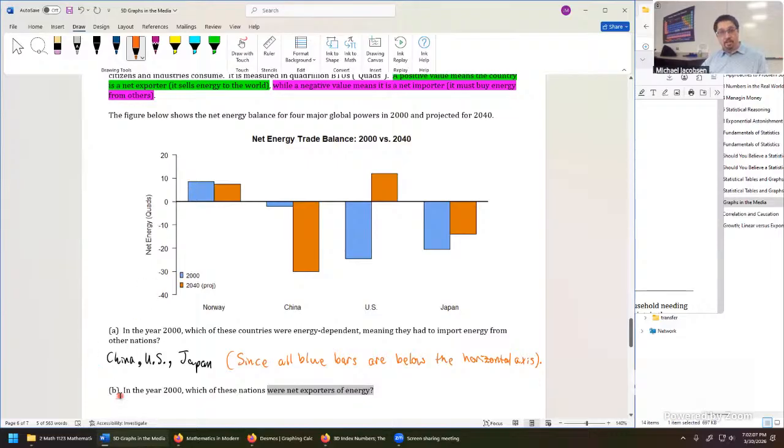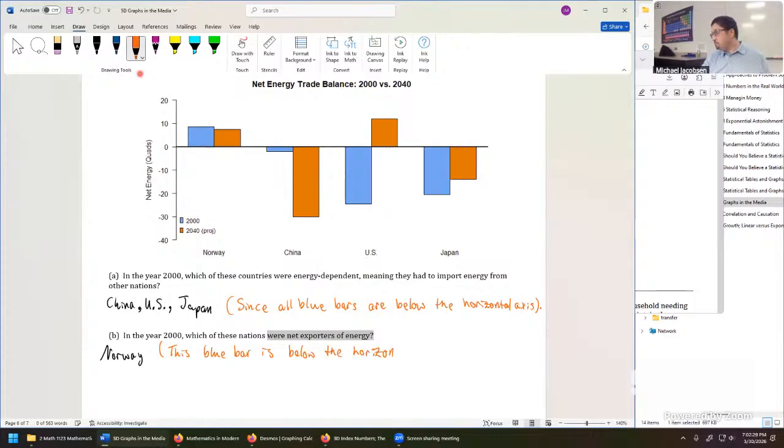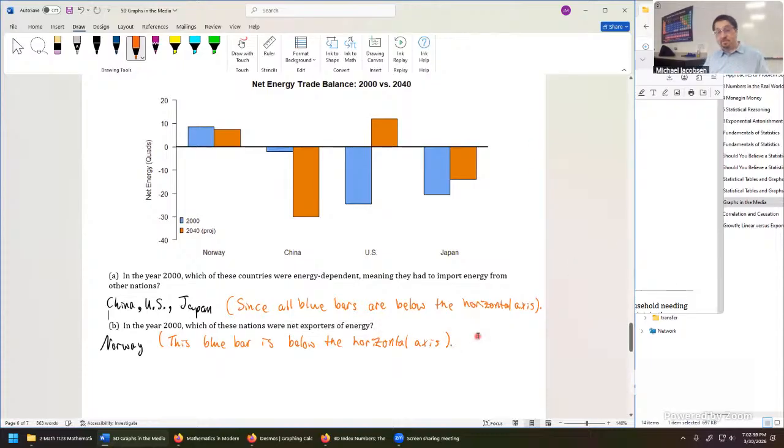So part A is kind of the opposite of part B altogether. We'll say here, just Norway, since this blue bar is above the horizontal axis. So far so good. Any questions at the moment, folks, getting through these two questions?